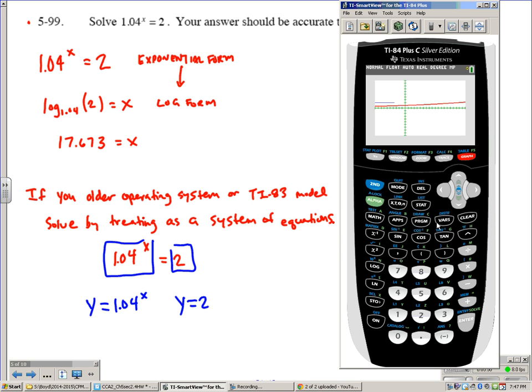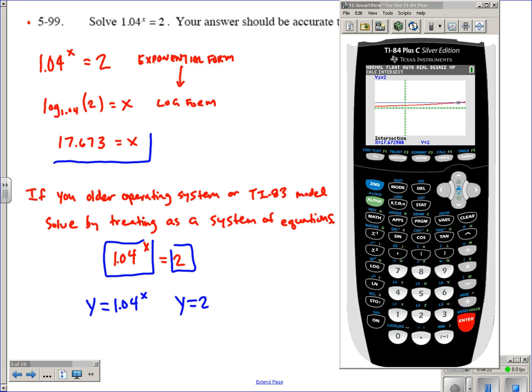There's our first function, and then there is the second one. I'm going to do second trace, number 5, mark my two functions, hit enter, and you'll see here that I get 17.67298. So it ends up being the exact same answer. That's just another way to think about solving this if you don't have that newer operating system on your calculator. Either way, here is your answer.